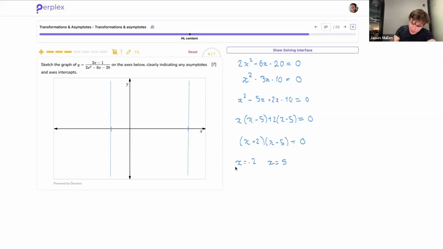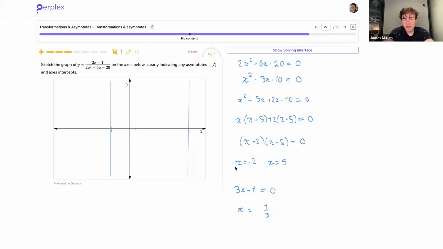The other thing I have to think about is the numerator. So what happens to 3x minus 1? When is that going to be equal to 0? That's going to happen when x is equal to 1 over 3. All right, and if the numerator is 0 and the denominator is not, so the function is well defined, then the curve is going to go through the x-axis. There's going to be a root. So x equals 1 over 3, I'm going to put right about here. There's going to be a root there, okay?